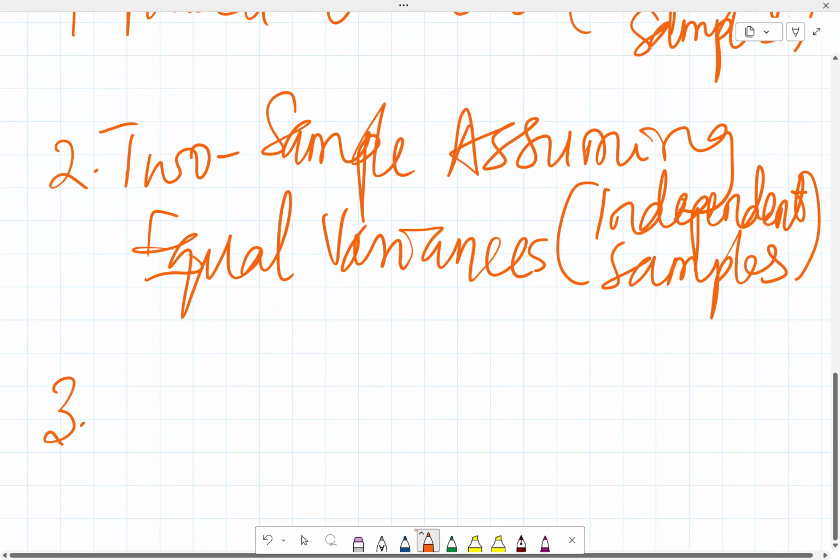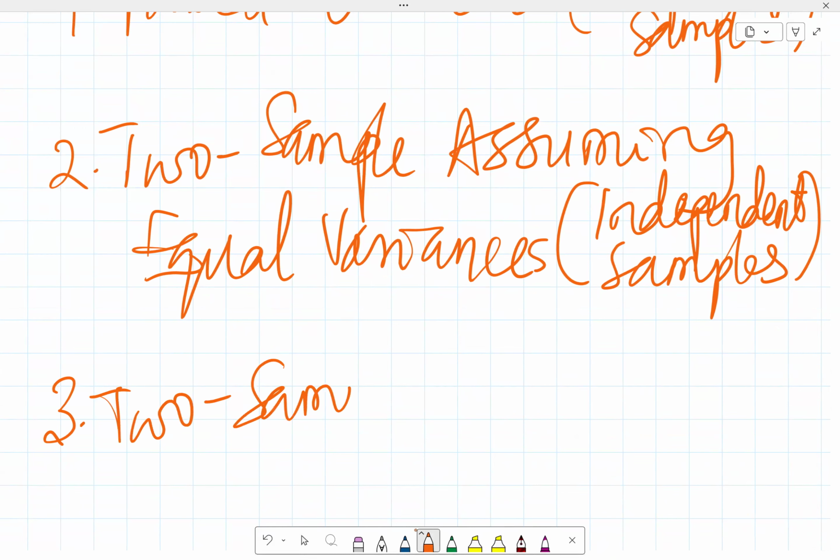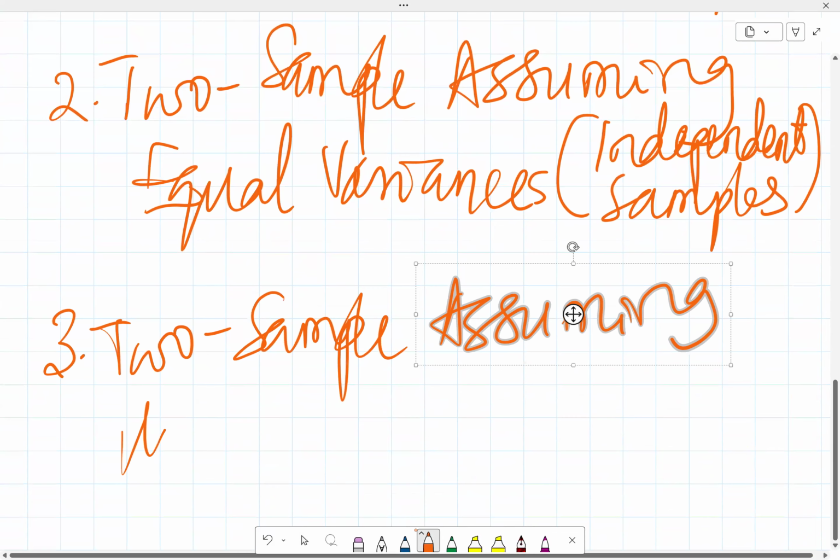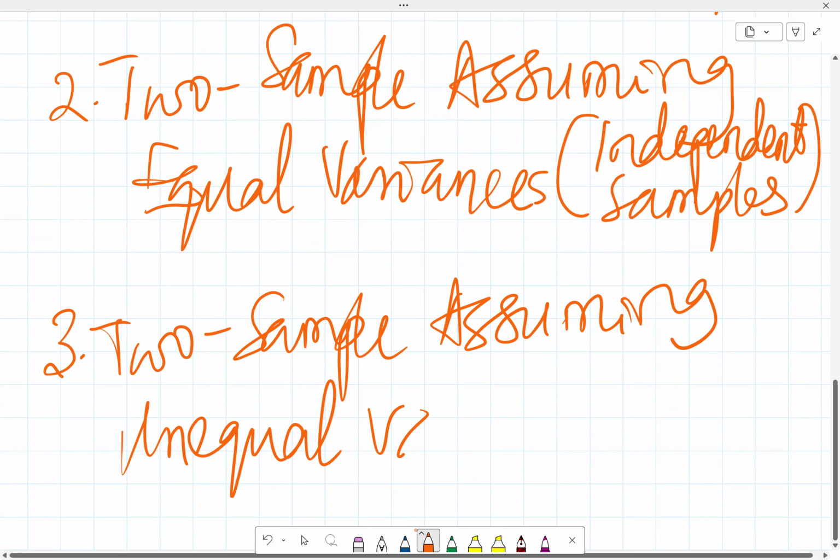Number three, you have two sample t-test assuming unequal variances.